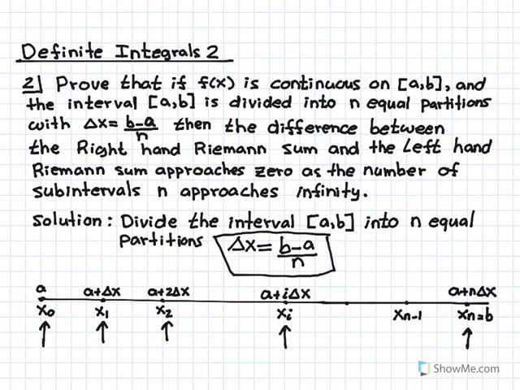Let's actually show that. So we have xn is equal to a plus n delta x, that's equal to a plus n times b minus a divided by n. Now you can see that the n's cancel out, and if you add this, you get a plus b minus a, that gives you b. That means the last value of x is xn, which is really b.